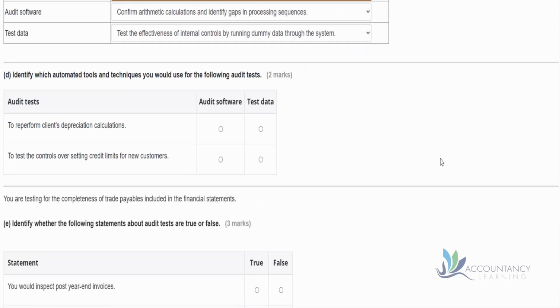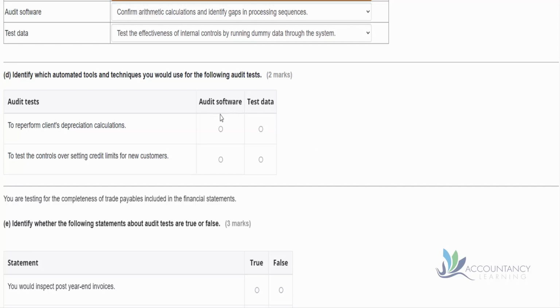And part D, identify which automated tools and techniques you would use in the following audit tests. So if we want to re-perform our client's depreciation calculations, we're not doing this in terms of controls, are we? We're doing some substantive testing. So again, that's another thing for us to be aware of, and the difference between the two.